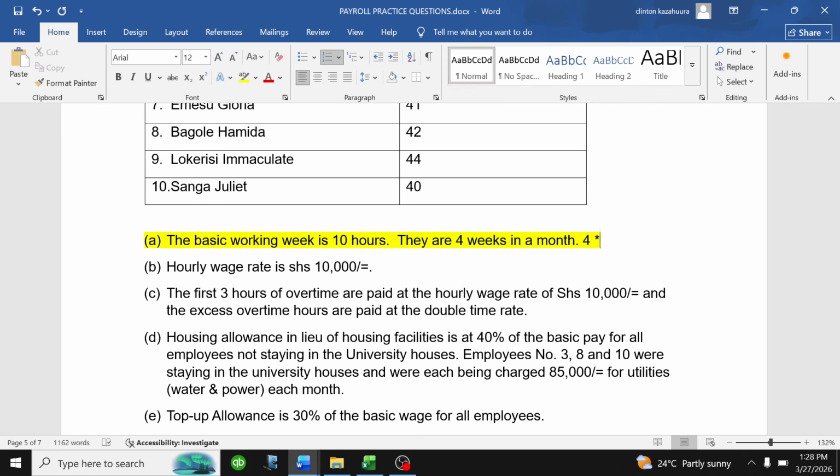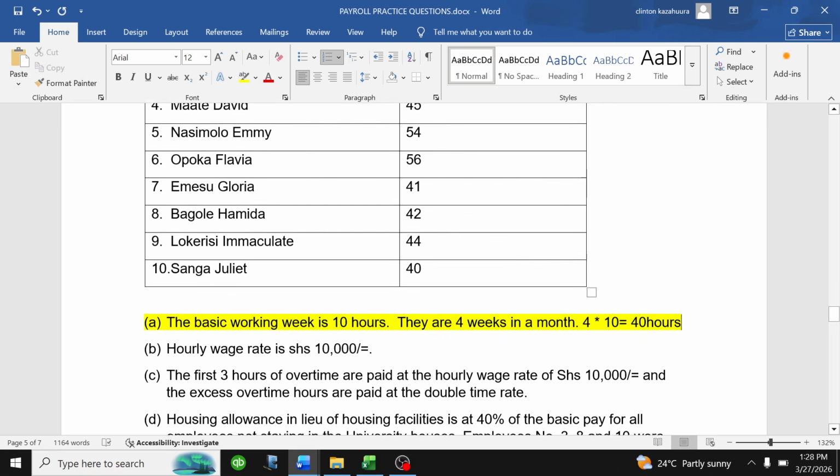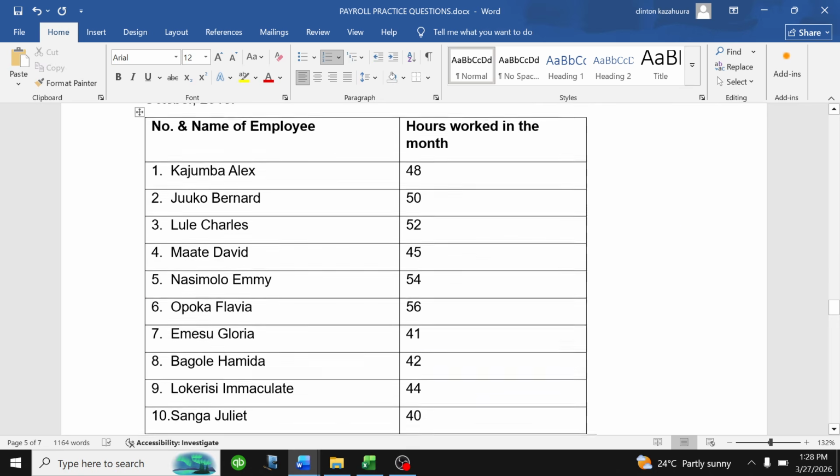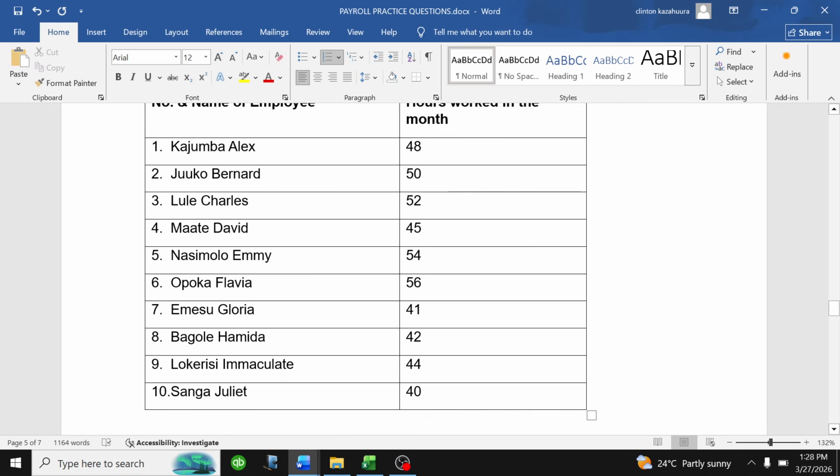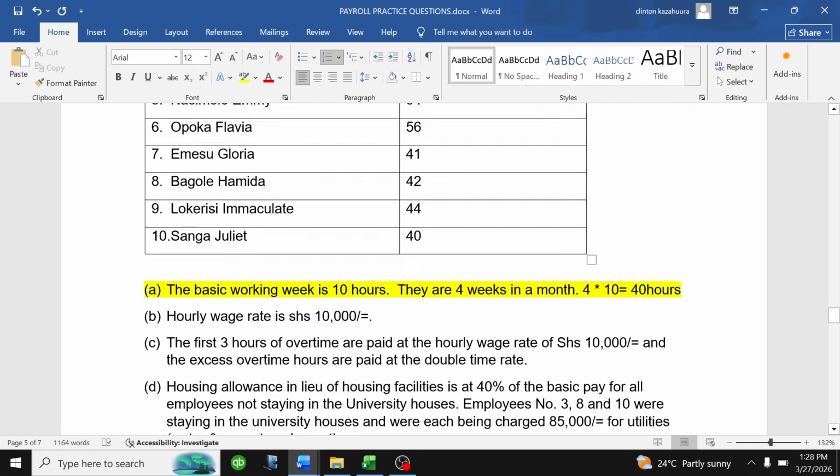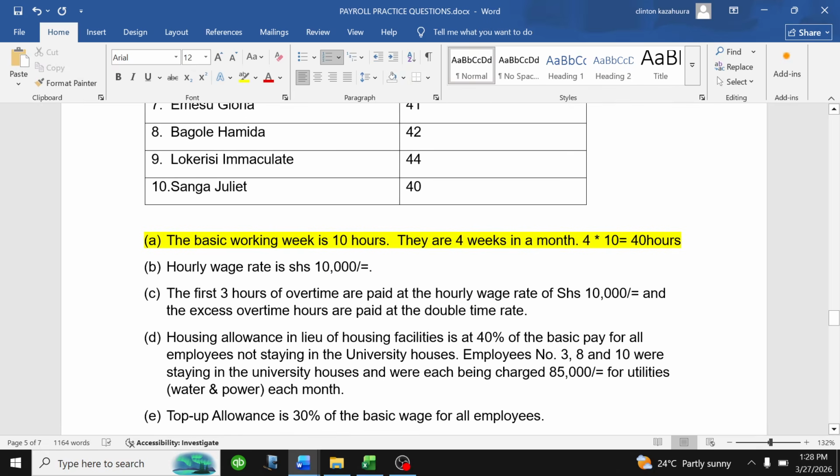So if you have not hit 40 hours in a month, then you don't qualify to get paid. So if we check here in the people that we are having here, all of them, at least they have worked for 40 hours. So part B, they are telling us that the hourly wage rate is 10,000.